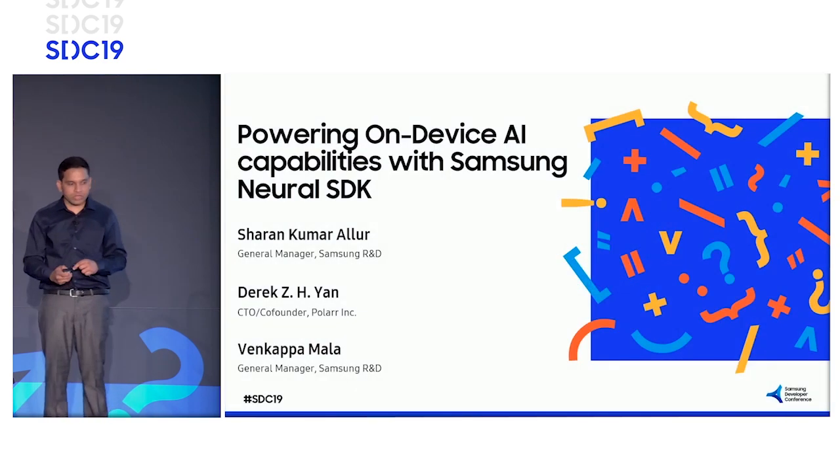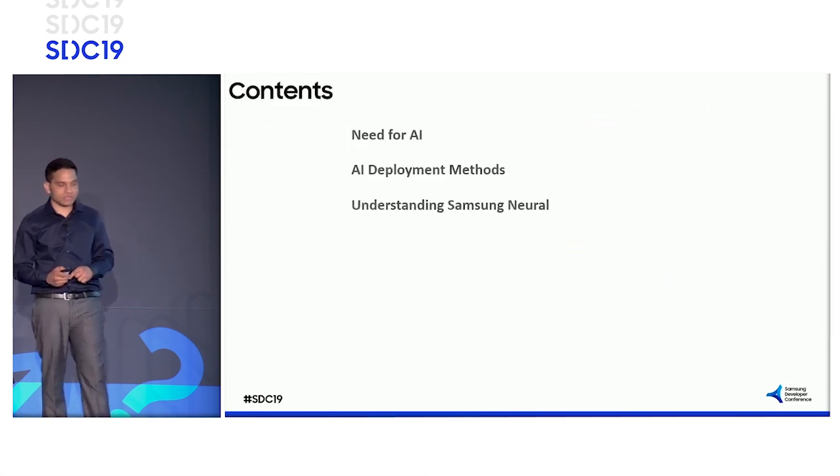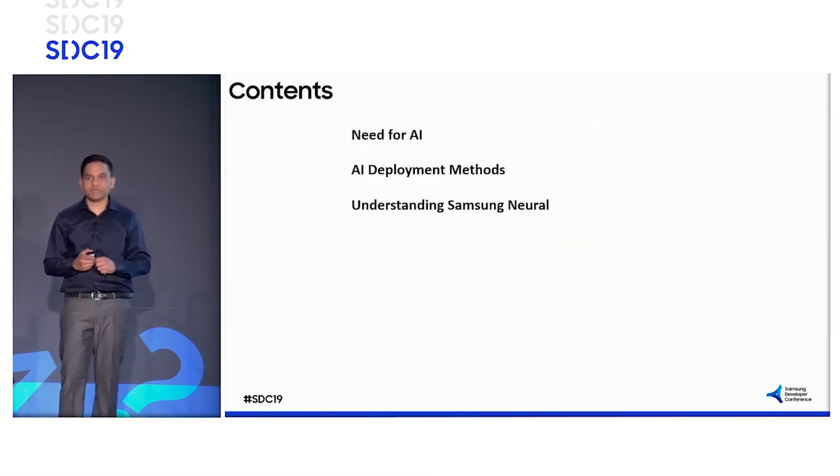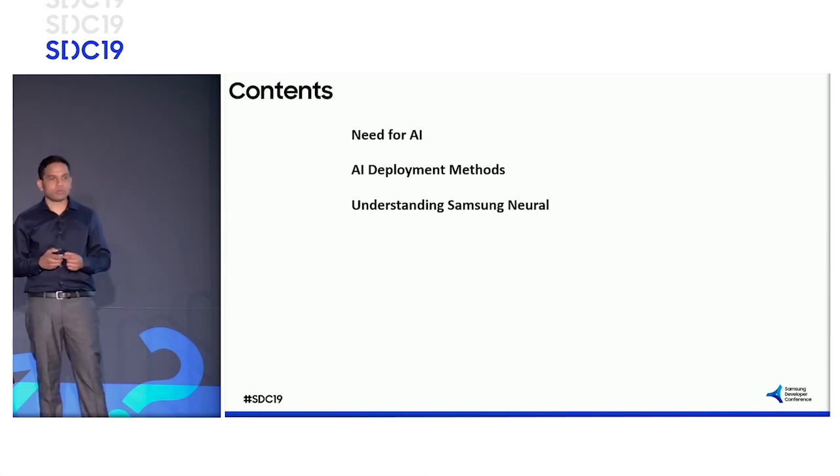To tell you more, I have two other speakers with me today. I shall start with the need for AI. What are the various ways in which application developers can deploy their machine learning models onto mobile devices? And with this context, I shall also talk about what is the value proposition that this SDK has to offer, and what are the various intelligence features that are powered by this SDK today.